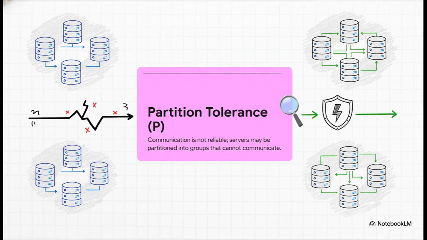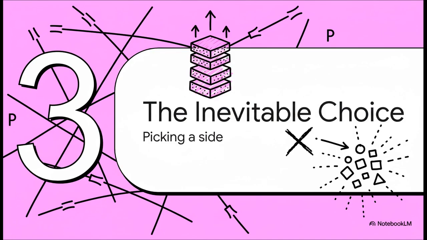Now, this one is kind of different. It's less of a choice and more of, well, a reality you have to accept. It means the system has to keep working even when different parts of it can't talk to each other. I mean, the internet is messy, right? Connections drop, cables get cut. Partition tolerance is all about accepting that the network will fail and then designing a system that can actually handle that. So, since we absolutely have to assume that network partitions are going to happen, we have to choose P. The real, honest-to-goodness trade-off is always between consistency and availability.